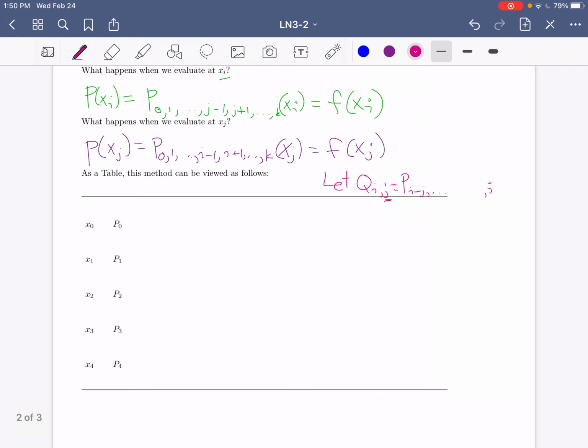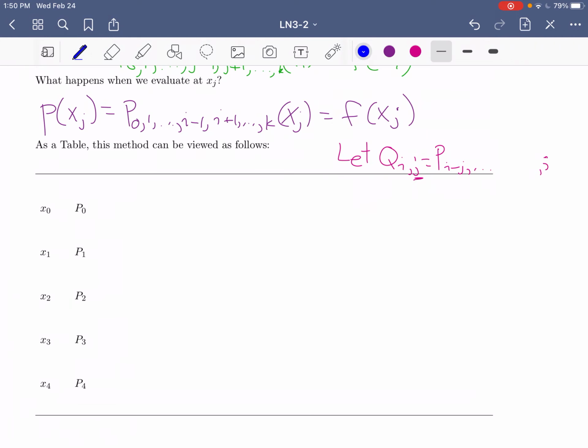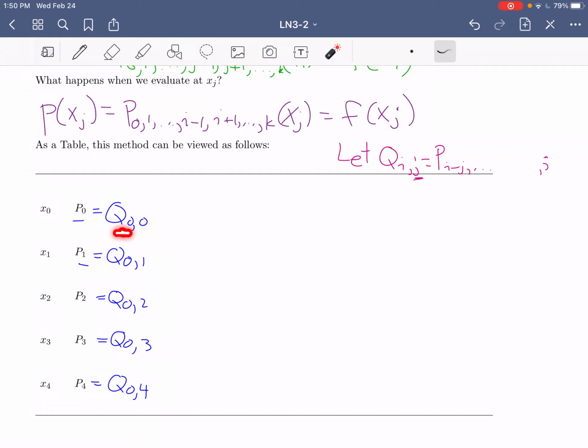Our methodology is going to be this. We have P0 and P1. In terms of Q's, these would look like Q00, Q01, Q02, Q03, and Q04. Because we are ending at 0 and we started 0 units ahead, we only used the single node here.